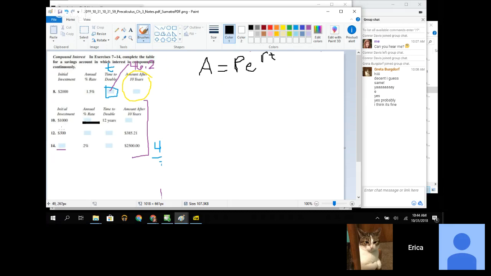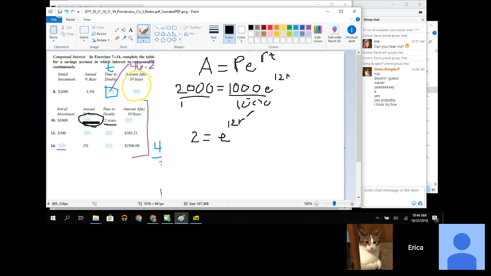Okay. So like number 10, if you're trying to find the annual rate, if you know you invested $1,000, and it takes 12 years to double, meaning to make $2,000, that means you know that the time is 12 and the rate is r. So that's how you would set up to find the annual rate. You're going to divide both sides by 1,000, right? And you get 2 equals e to the 12r power.